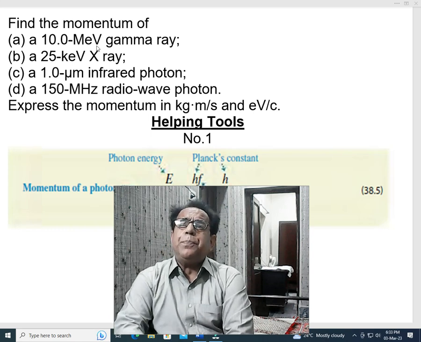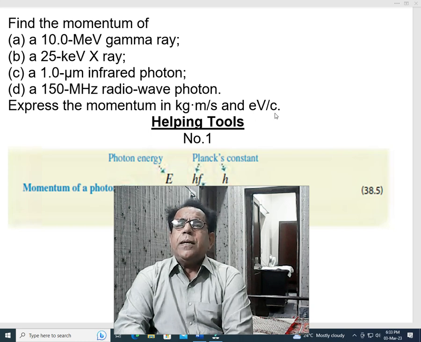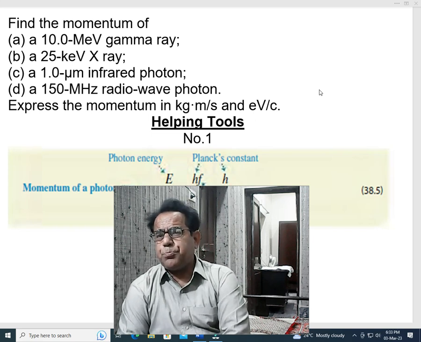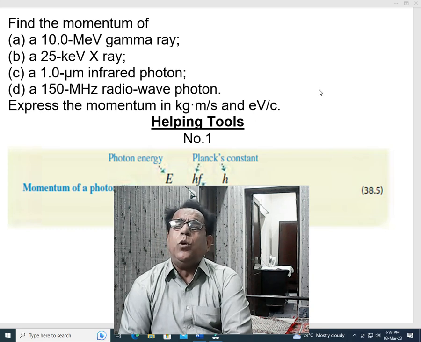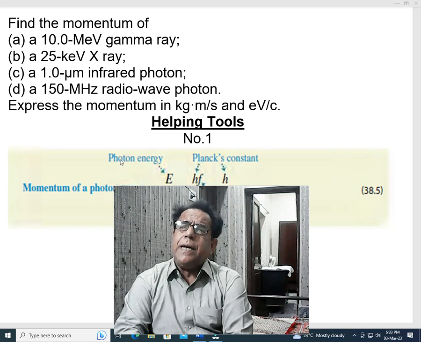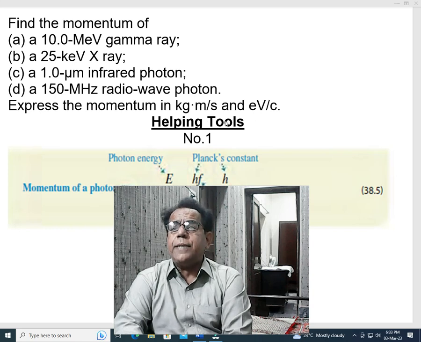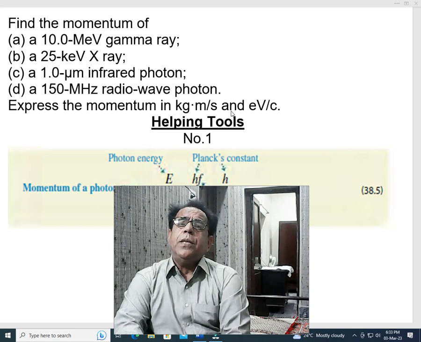So this is the problem. It is not necessary that I read this statement from find to electron volt per speed of light c. It is being seen on the screen. Even if I do not read it, it will be quite acceptable. But anyhow, as a formality, I also first read the statement, then I will come towards helping tools, and then I shall come towards solution of the problem.